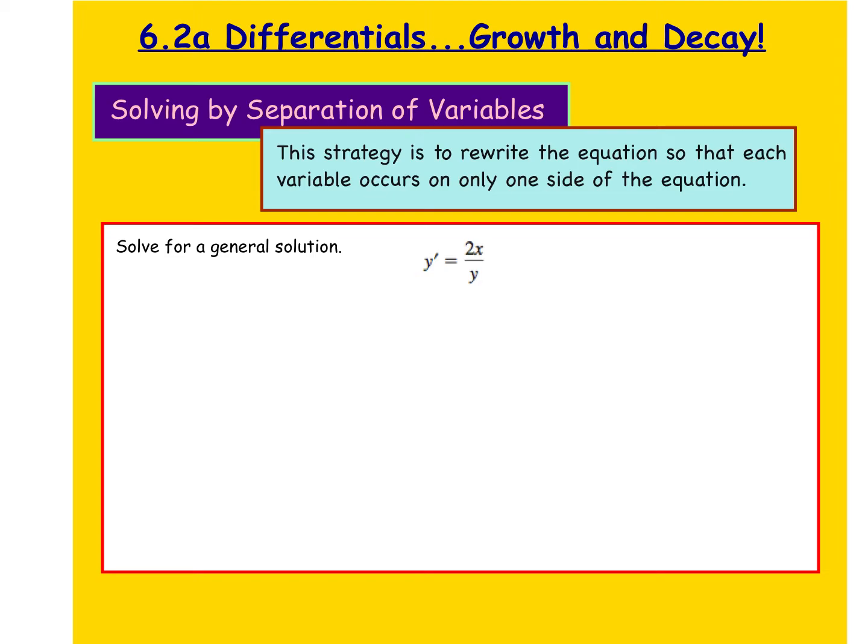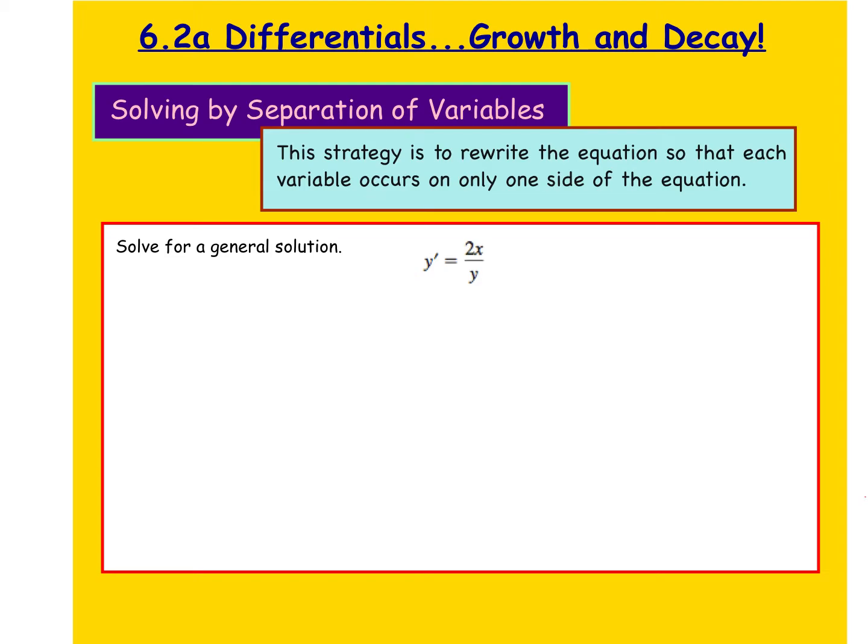The strategy is to rewrite the equation so that each variable occurs on only one side of the equation. All right, so we need to get our x's with dx's, and I need to get my y's with dy's. So we need to get dy's with y's and dx's with x's. The first thing is to separate our variables.